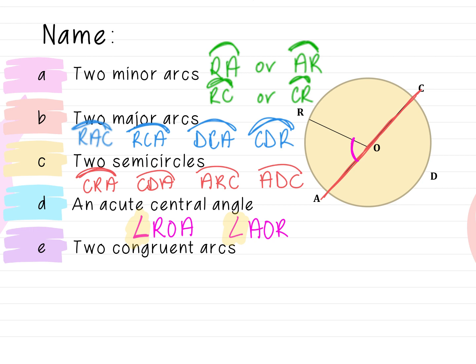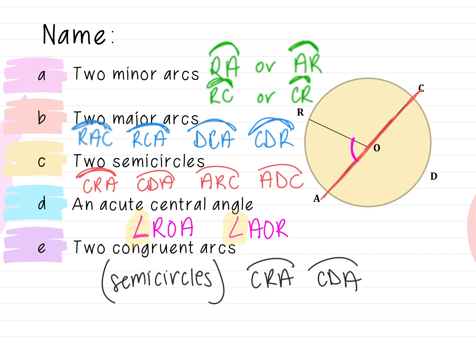All right, and then the last question is two congruent arcs. The only two congruent arcs that I know are going to be congruent are my semicircles. Okay, so naming that, I'm going to have two. We said CRA and CDA. Those are my two semicircles. Questions on this? You guys will have to label something like this on your test.